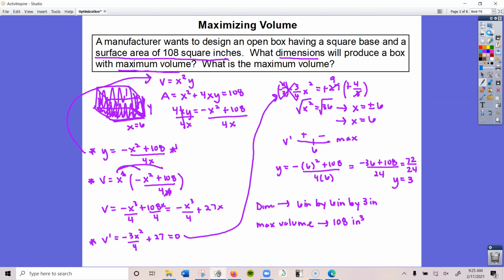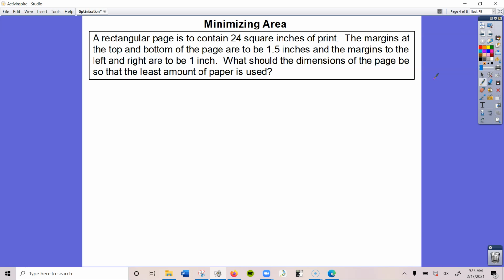Let's look at another example. Here we are minimizing area. A rectangular page is to contain 24 square inches of print. The margins at the top and the bottom of the page are to be 1.5 inches, and the margins to the left and right are to be 1 inch. What should the dimensions of the page be so that the least amount of paper is used?